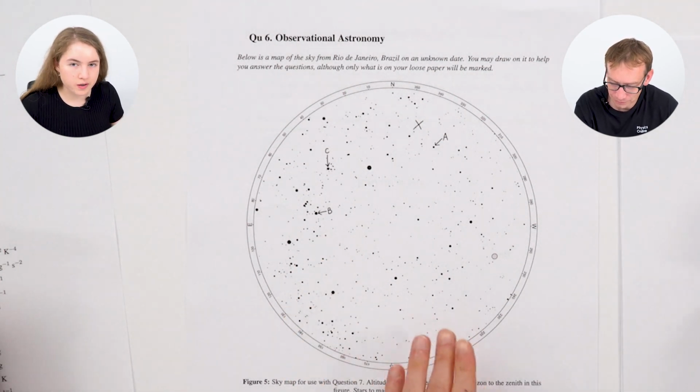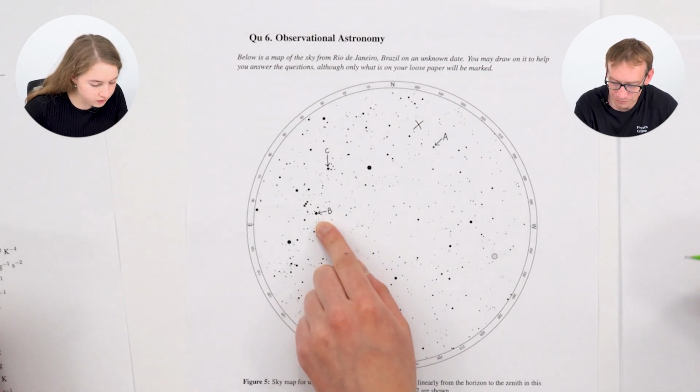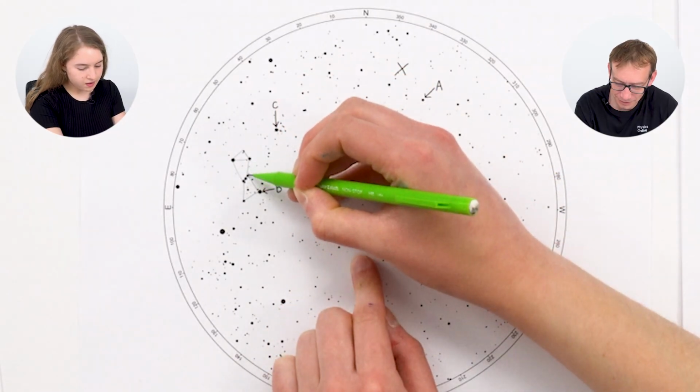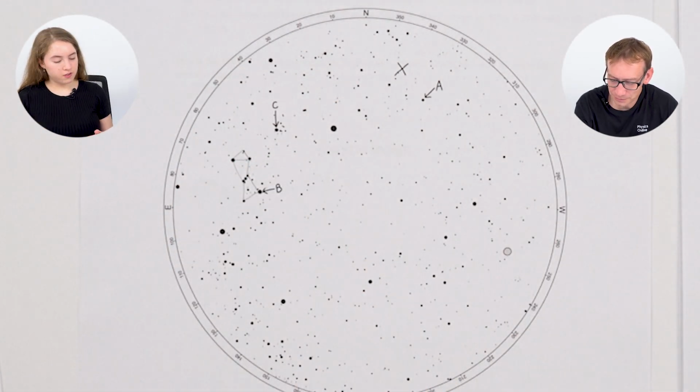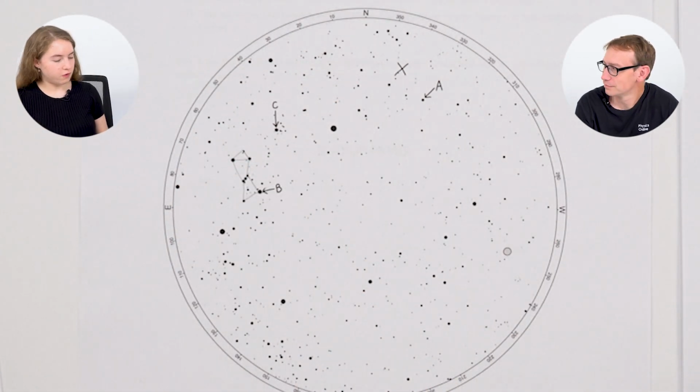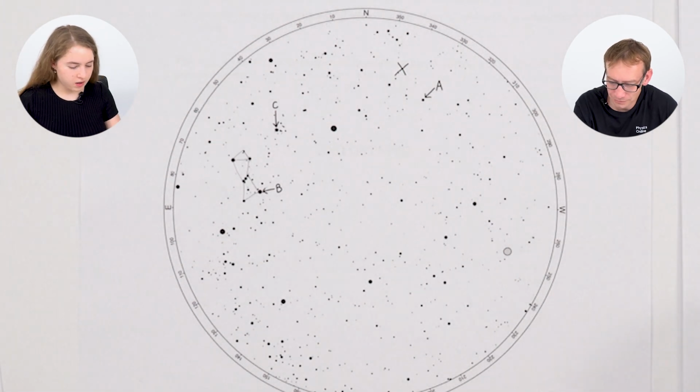So one of the most recognizable ones here that I'm seeing is Orion. You can spot Orion by his belt here and these 4 stars here. Again, Orion has quite a few bright stars, and it might be one of those first constellations that you spot.